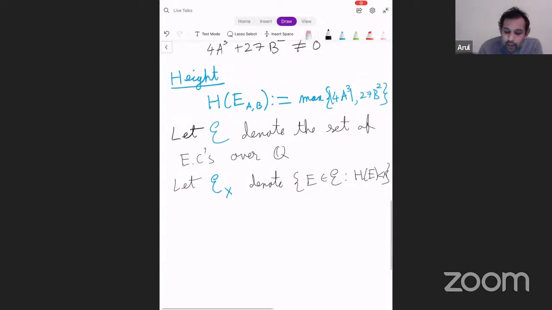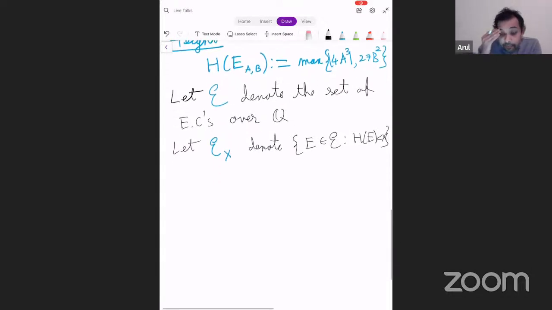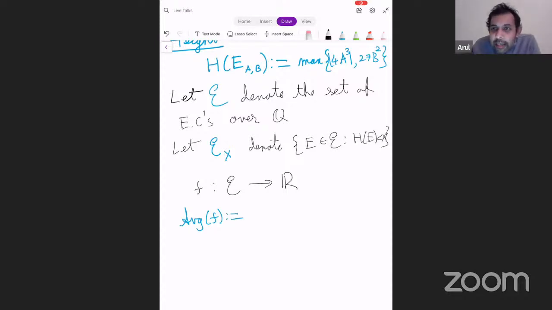So in particular, suppose f is some function on the set of elliptic curves, and I'll tell you some very natural things that we can set f to be later on. Then we denote the average of f to be, so what do I mean by the average of f? This is where we need an ordering. This is why we need to order E in some way.